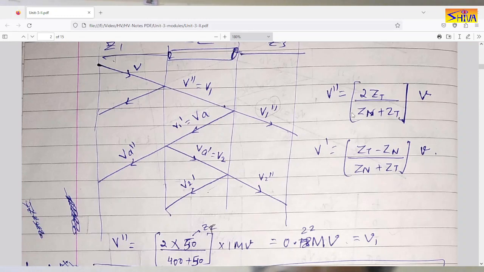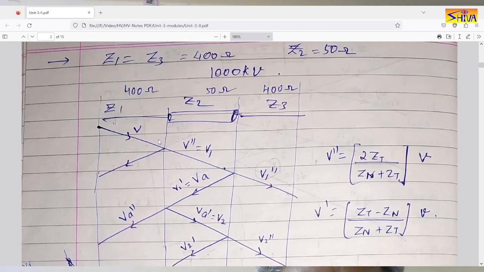These are the equations for the transmitted wave and reflected wave respectively. The transmitted wave is 2 times Zt divided by Zn plus Zt, into V, and the reflected wave is Zt minus Zn divided by Zn plus Zt, multiplied by the incident voltage wave, where Zt is the terminating impedance and Zn is the surge impedance of the line or cable from where the wave is coming.